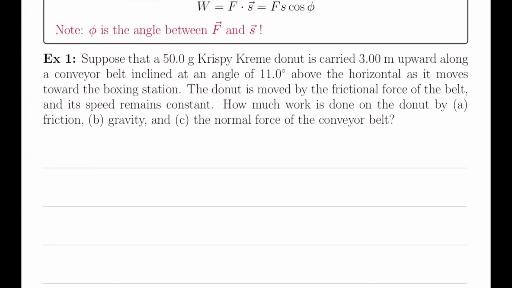Okay, Example 1. I had a lot of fun making this example. Suppose that a 50-gram Krispy Kreme donut is carried 3 meters upward along a conveyor belt, inclined at an angle 11 degrees above the horizontal, as it moves towards the boxing station. The donut is moved by the frictional force of the belt, and its speed remains constant. How much work is done on the donut by A, friction, B, gravity, and C, the normal force of the conveyor belt?